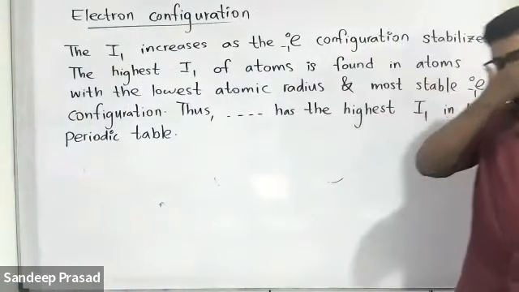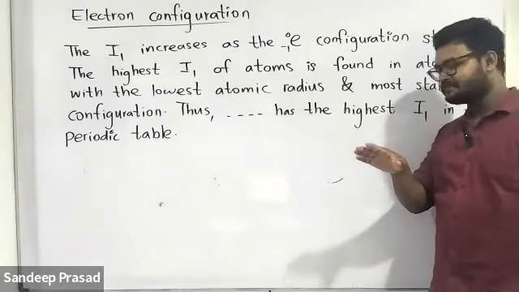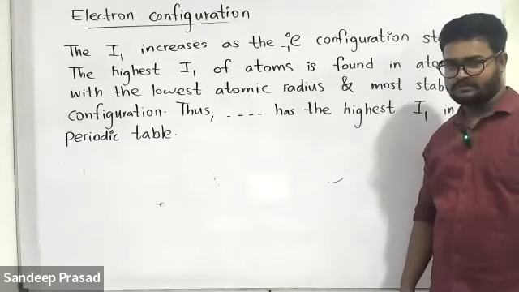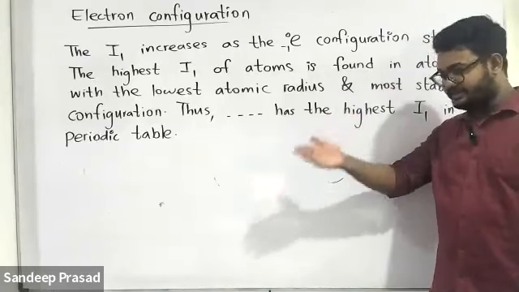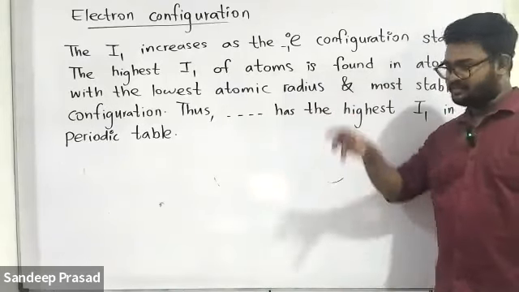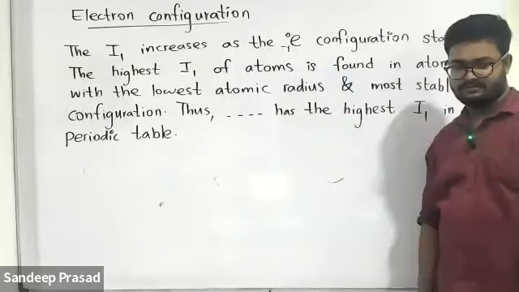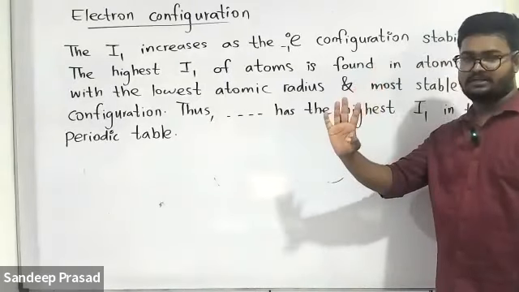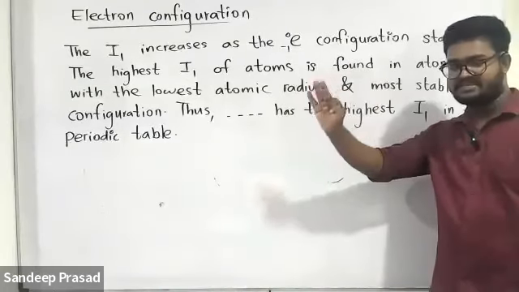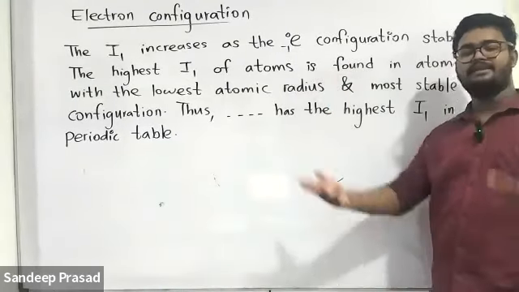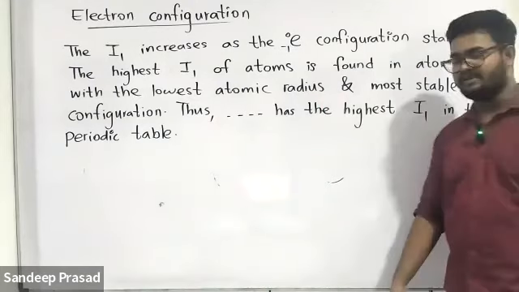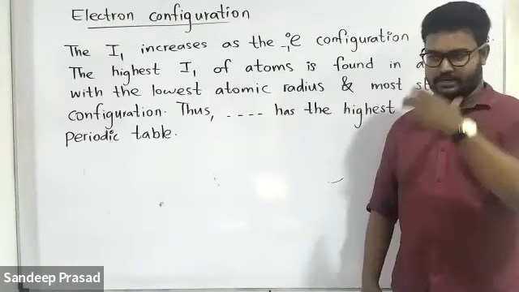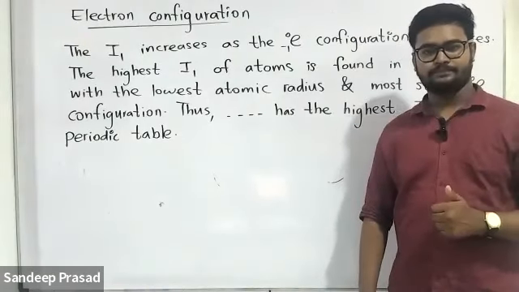I told you that when the atomic radius is very low and the electron configuration is very stable, the ionization energy is very high. Right? You have to consider both the factors. Lowest radius and the highest stabilized atom: helium. In the periodic table, we know that the smallest element is helium. Definitely we have to go for the first period.